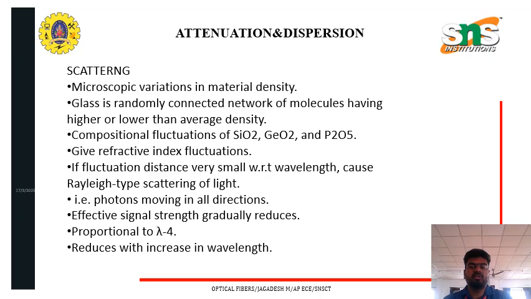So attenuation, dispersion, scattering: microscopic variations in material density. Glass is a randomly connected network of molecules having higher or lower than average density. Compositional fluctuation of SiO2, GeO2, and P2O5 gives refractive index fluctuations. The fluctuation distance, very small with respect to wavelength, causes Rayleigh type scattering of light. It is photons moving in all directions. Effective signal strength gradually reduces, proportional to lambda to the power minus 4, and reduces with increase in wavelength.